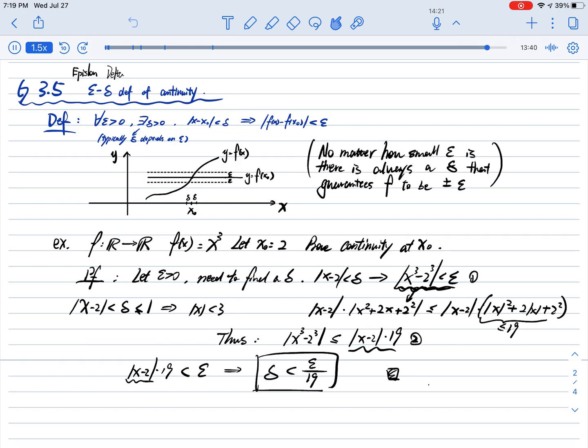The way for us to make sure the definition is true is to assume the premise in the conditional statement right here. After we assume the premise, we need to find a relation between delta and epsilon, because the whole process is trying to find some delta that holds for each epsilon. And as long as we find one delta or a range of delta, we're done because the definition is holding.